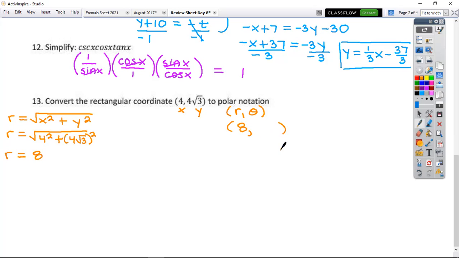And then next I'm looking for theta. So you're going to plot this. And I have over 4 and then up 4 radical 3. So I'm first quadrant. Again, if you want to label this, you can. And then you're going to do inverse tan function to get your angle. So tan inverse of y divided by x. And that is equal to, is this 130 or 60? 60, thank you. So theta is equal to 60 degrees. You're going to go comma 60 and good to go.